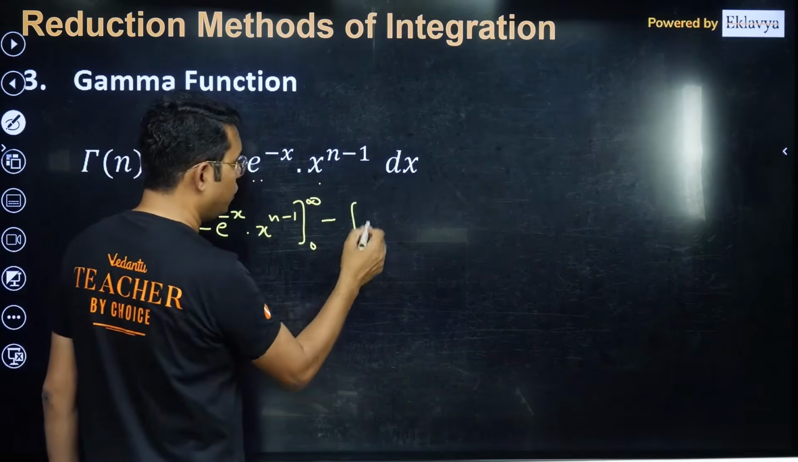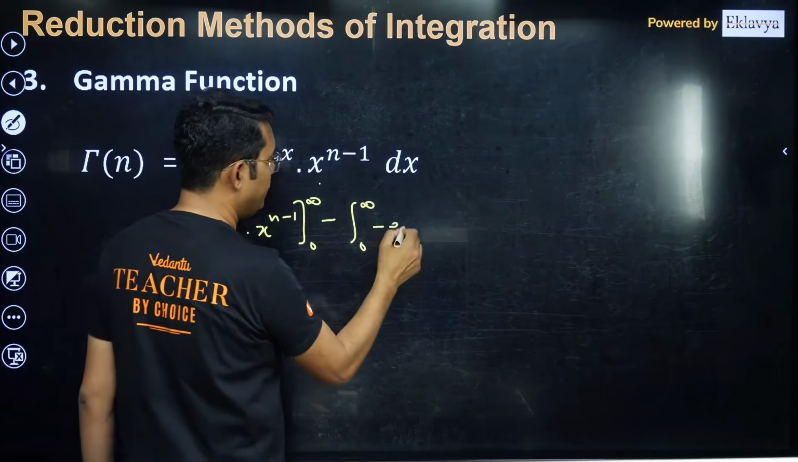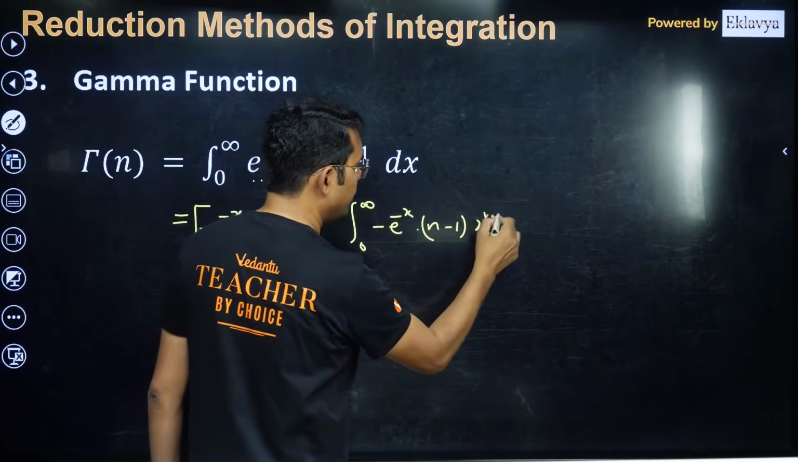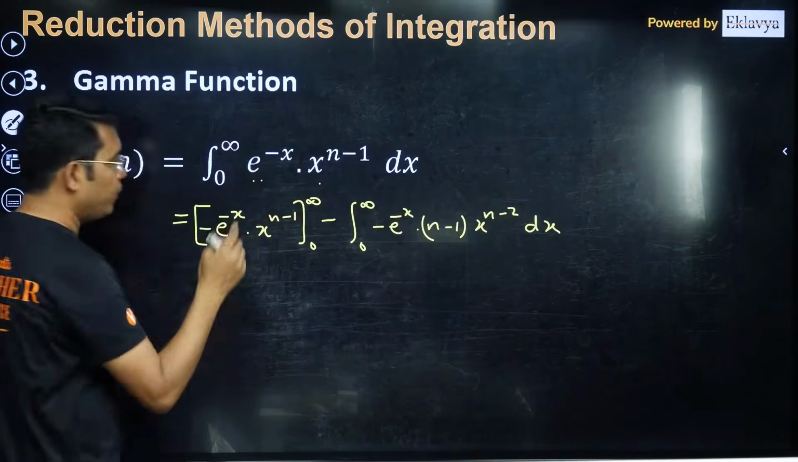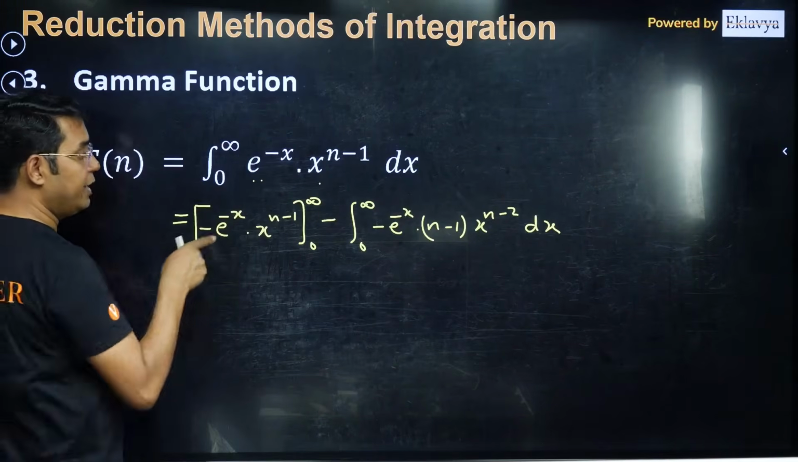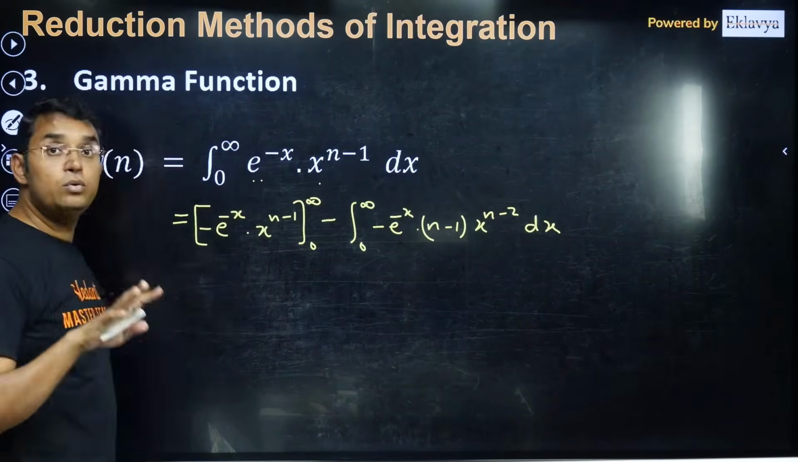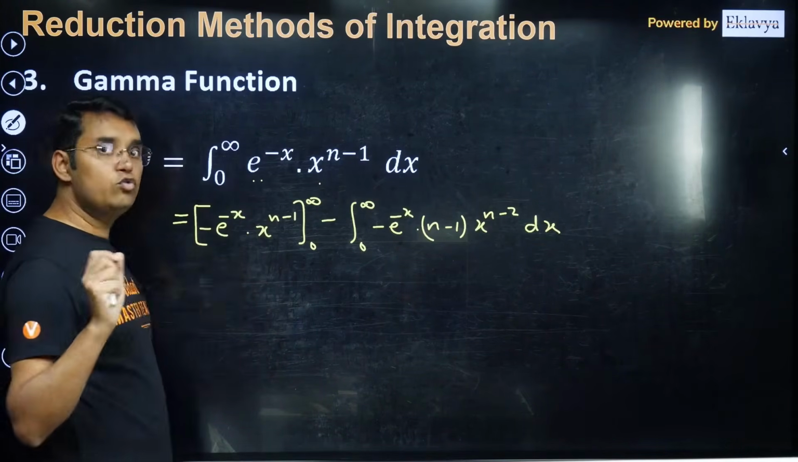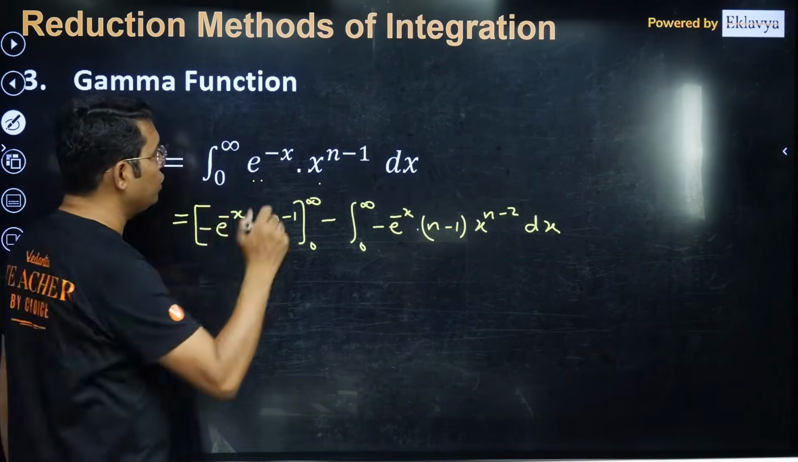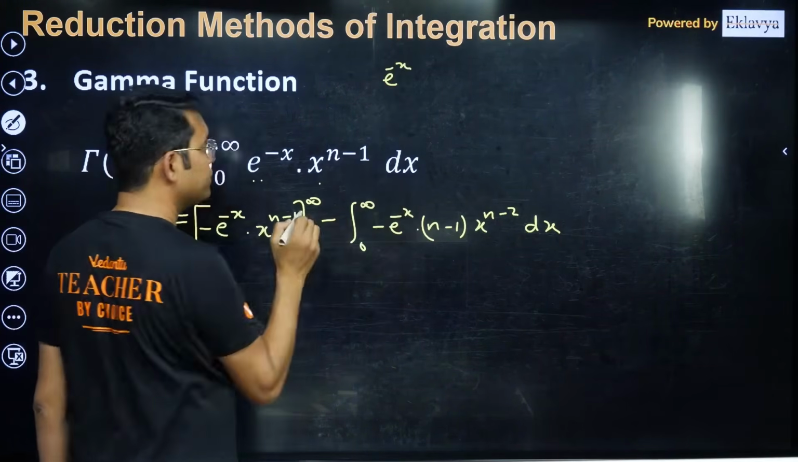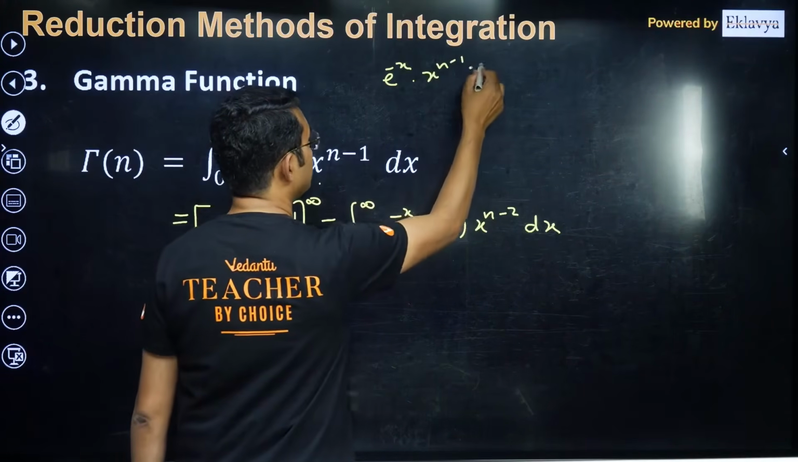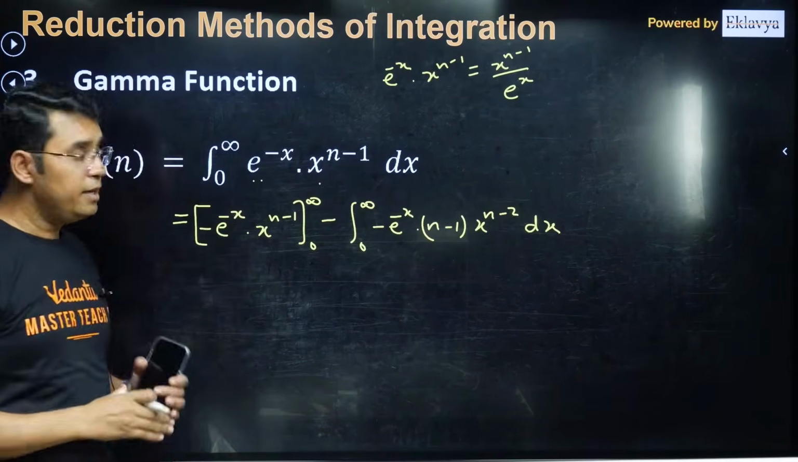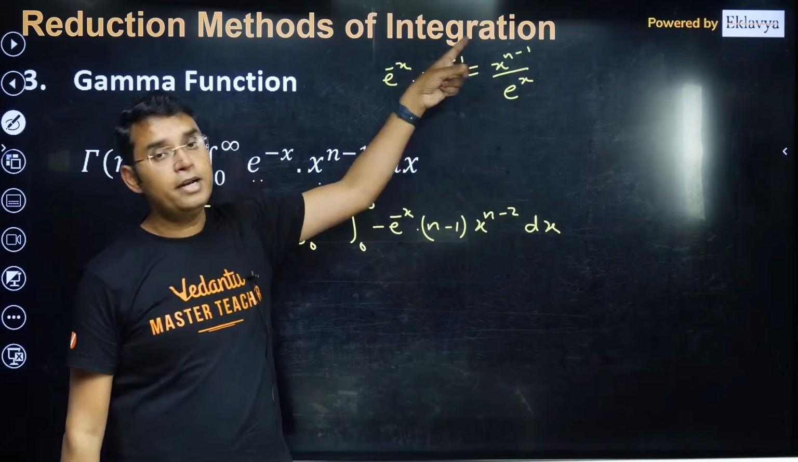Then minus integral 0 to infinity of e power minus x with minus multiplication into (n minus 1) into x raised to the power n minus 2 dx. Okay, now if you put infinity, e power minus infinity will tend to 0, x power n minus 1 will tend to infinity, but still exponential function being very powerful, you can say this limit will tend to 0. You can do it with the help of L'Hospital also. You can write e power minus x into x raised to the power n minus 1 as x power n minus 1 upon e power x. And now you can see at x tending to infinity, this is the form of infinity upon infinity.